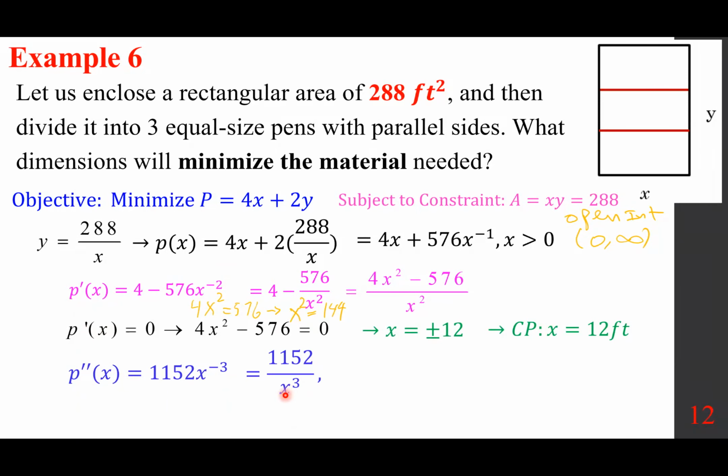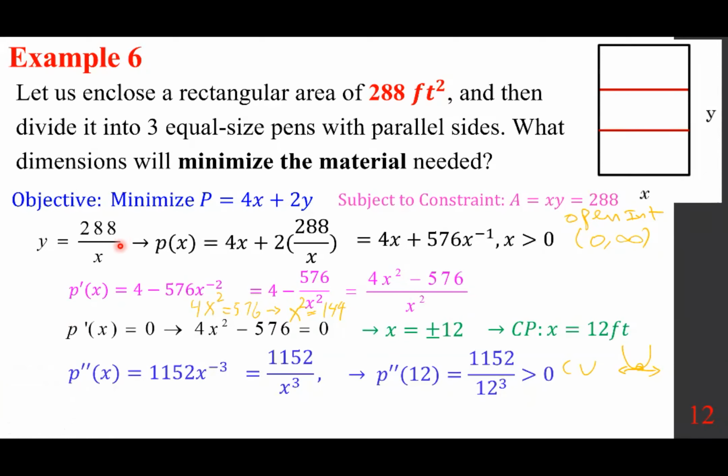So if I put 12 here, 1152 over 12 cubed, you don't even have to know the answer, but for sure it's positive because the numerator and the denominator are both positive. So when P double prime is positive, that means it's concave up. That means the minimum occurs. So that means concave up, looking like this, and the minimum occurs at x equals 12.